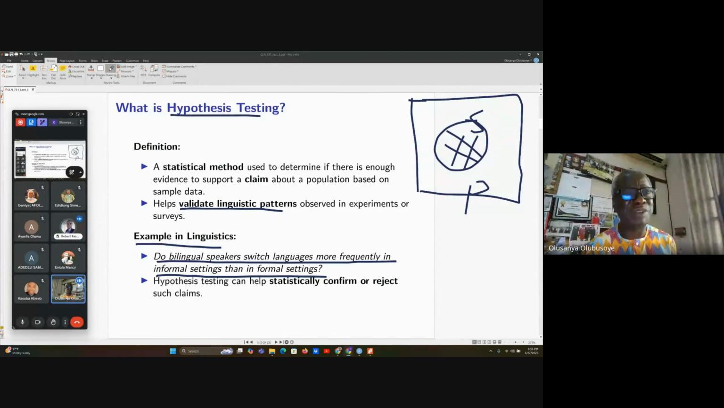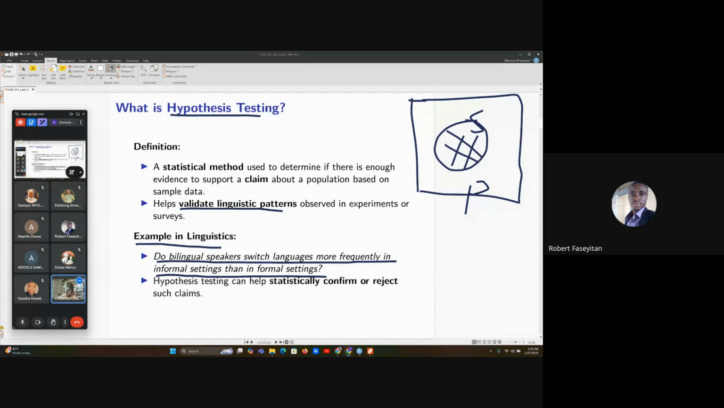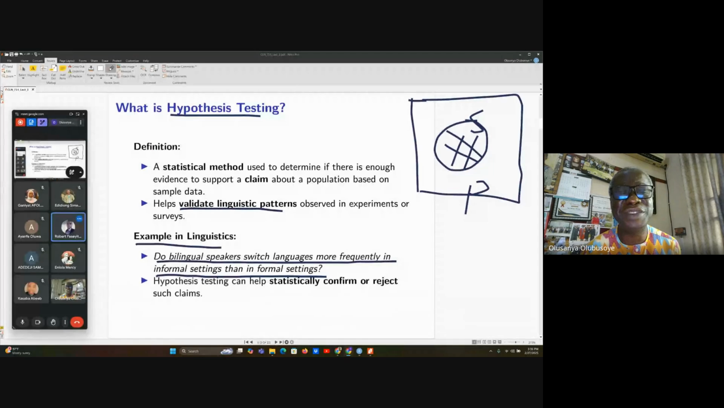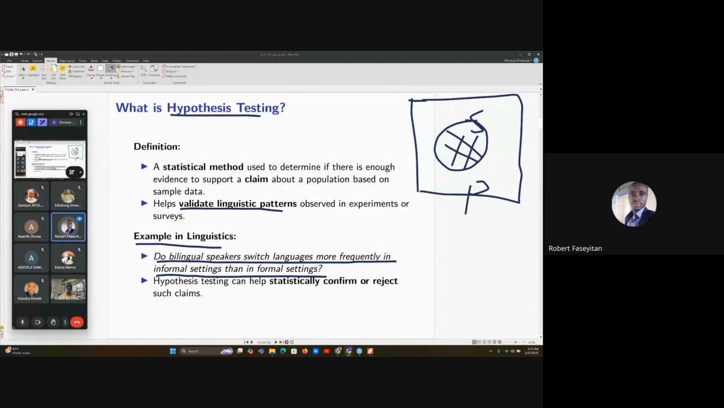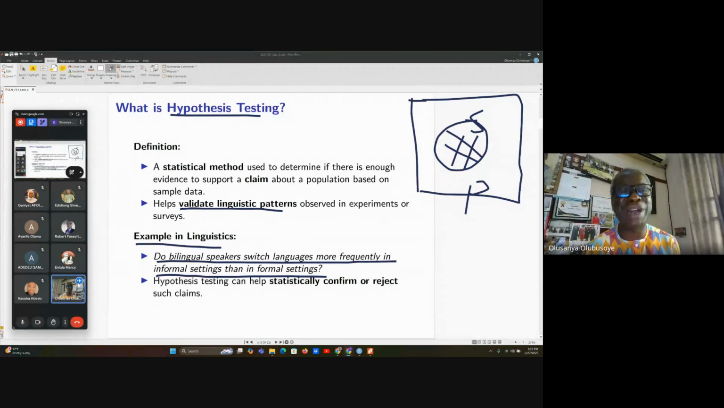Now, Robert, before you leave, what gives you the impression that that hypothesis is right? You started by saying, yes, that is right. My own personal observation. But the question is about bilingual speakers, not about Robert. So what that means is that you need to collect data.